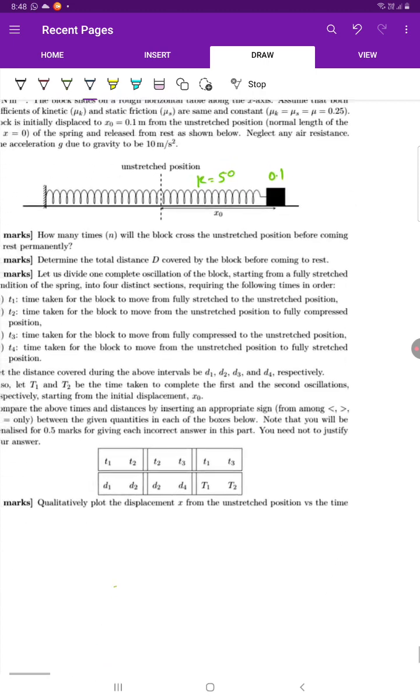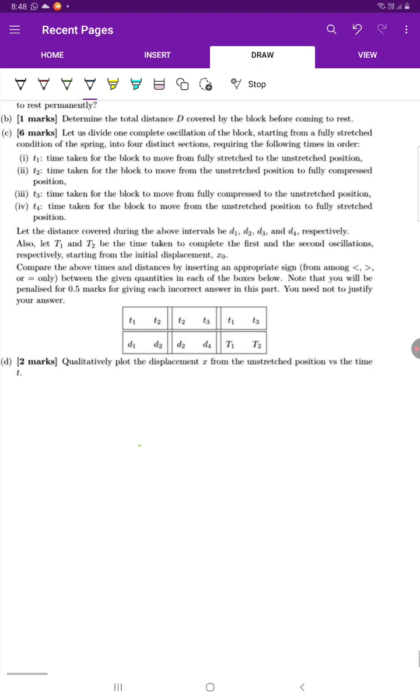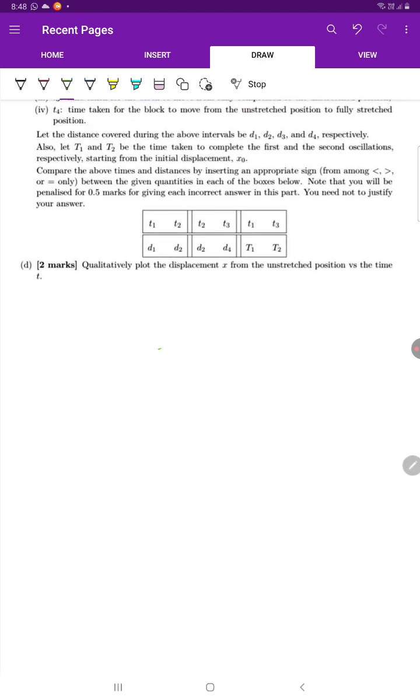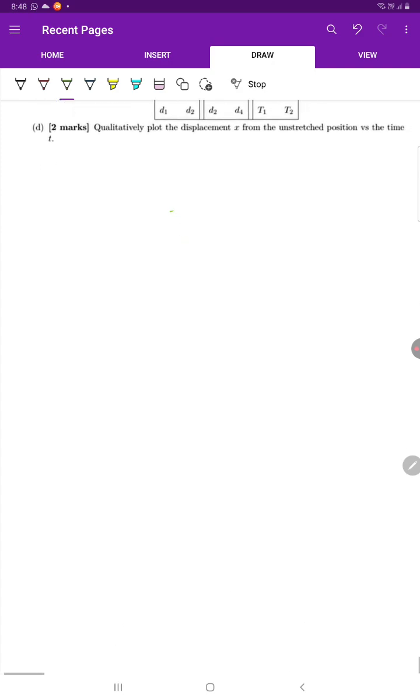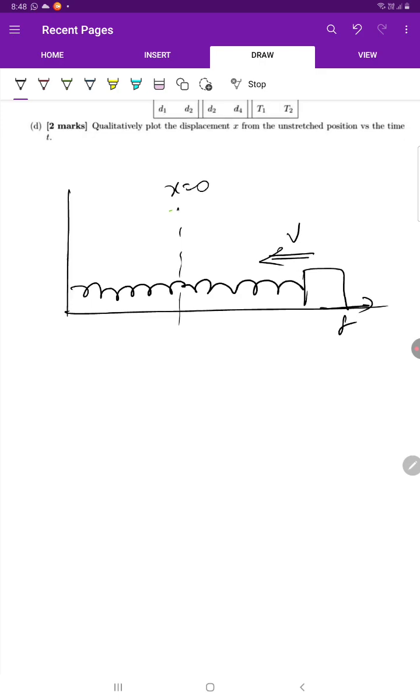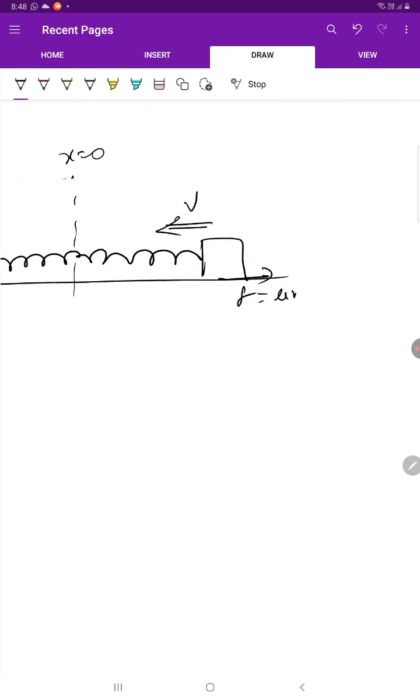So let's get started. First question is how many times it will cross the mean position, basically x equals 0, not mean position, I'd rather say. First we need to find the mean position when the block is going in the left direction. That is, the spring is stretched and the block is moving towards the left. In that case, a friction will be acting which is constant in magnitude, and that is mu mg.